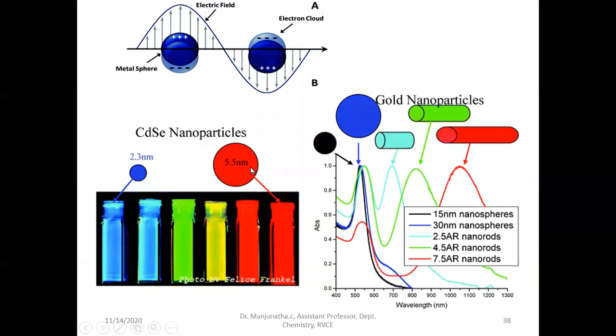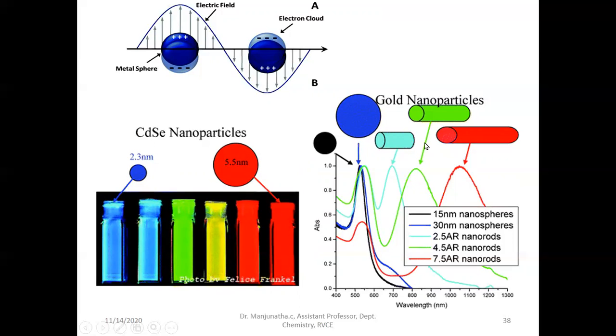And see, these are the cadmium selenide nanoparticles. 2.3 nanometer is exhibiting this color, and 5.5 nanometer is exhibiting this color. It's all because of the surface plasmon resonance optical property. Even you can see in this graph, if it is spherical, this is a big particle and a small particle. The black color one is the smaller one. It exhibits only one peak, and the slightly bigger nanosphere is slightly shifted, but both of them are giving only one peak.